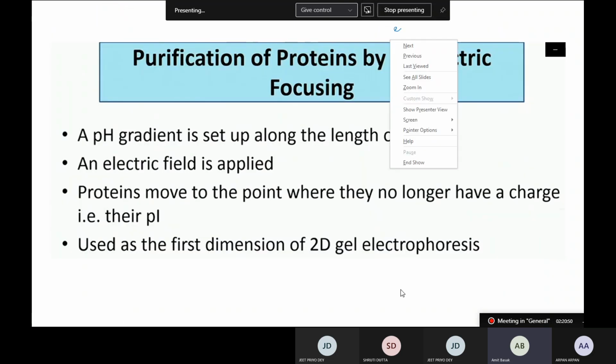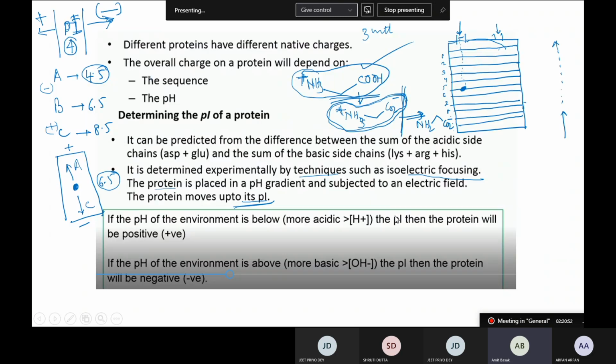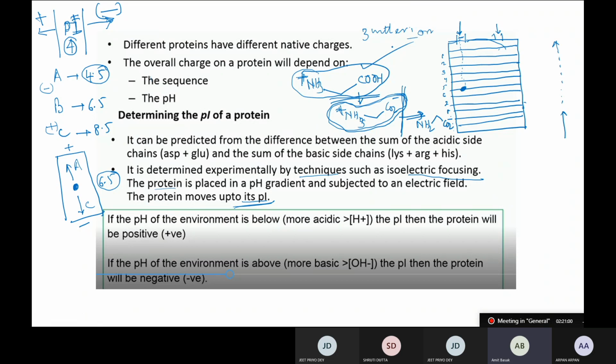This is called a zwitterion, meaning the existence of both plus and minus. So this is the form at the isoelectric pH. Now if the pH is more than the isoelectric point, it becomes negatively charged. If the pH is less than the isoelectric point, it is positively charged. Is this clear to everybody? Yes, sir, this is clear. So here it will be positively charged, here it will be negatively charged.